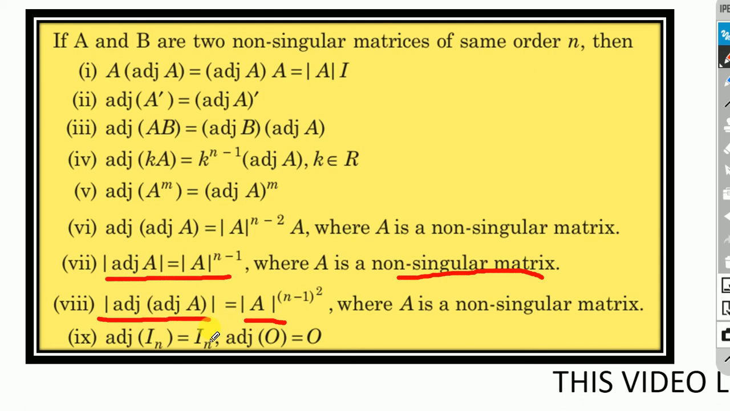If you refer to the previous papers, there will be at least one question on these properties, where A is a non-singular matrix here. Adjoint of identity matrix is equal to identity matrix only, and adjoint of zero matrix is 0 only. So these are some of the properties on adjoint of a matrix.